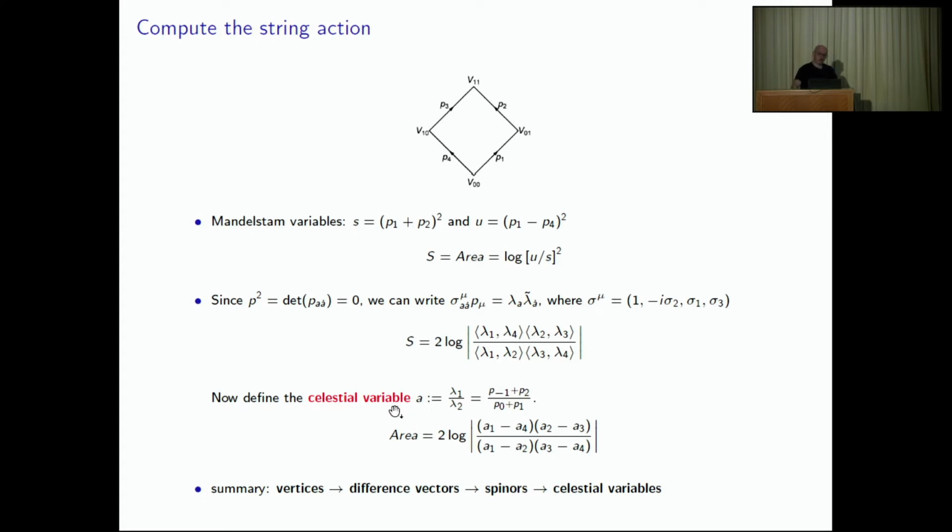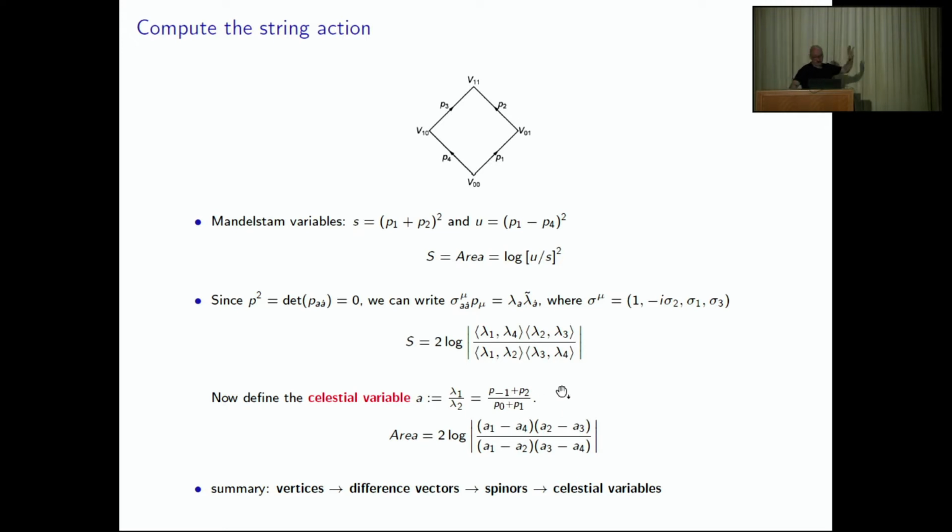Let's call them celestial variables. So you have the two component spinor, and I just take the ratio of the two components. And I'm going to call these a numbers, celestial variables. In terms of the original difference vector, it's a formula like this. Okay?